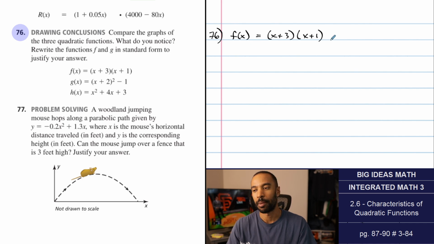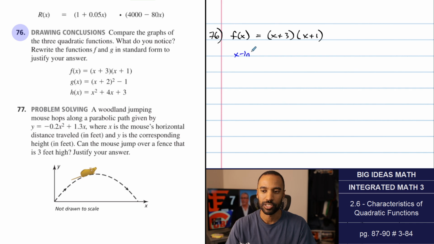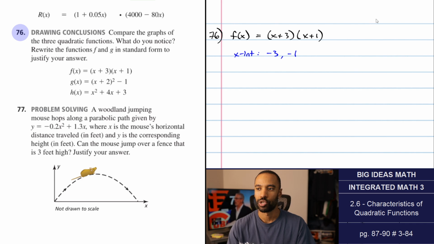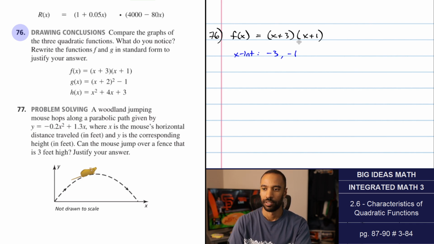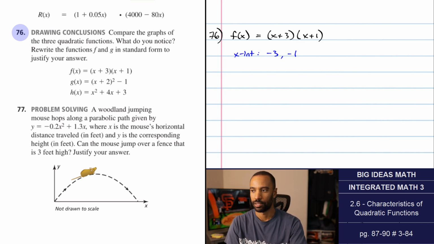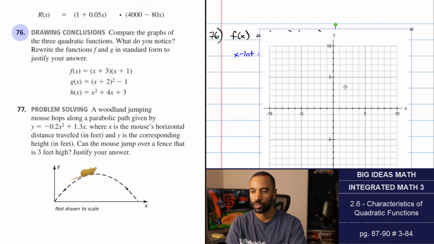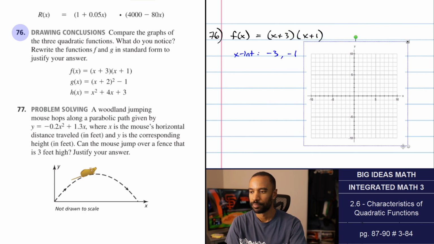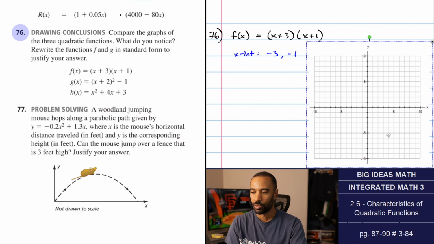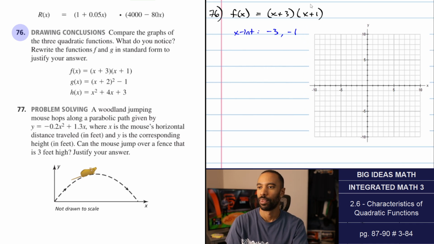I'll tell you what though, guys. I'm going to use the squared-off graphs. I'm not going to go big on it. So our x-intercepts are negative 3 and negative 1. I'm going to do this one in blue. Of course, they're all going to go over each other if they're all the same. So negative 3, negative 1.